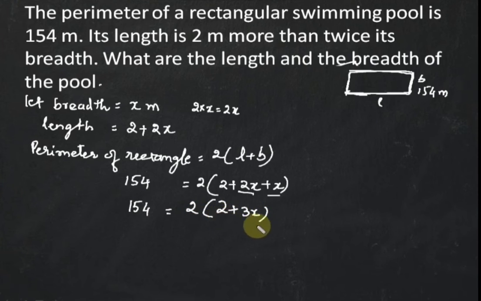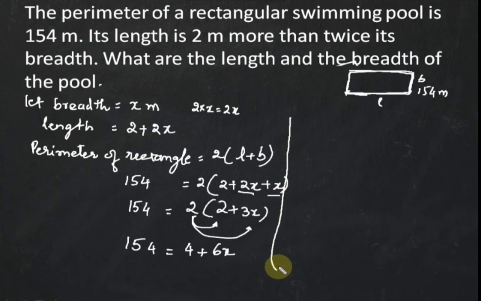Now you're going to multiply the numbers which are inside the bracket with 2. So 2 into 2 and 2 into 3x. So 2 into 2 is 4, plus 6x is equal to 154. Now keep x on one side and bring all the numbers to the other side.